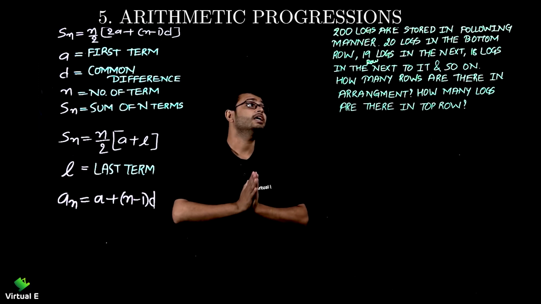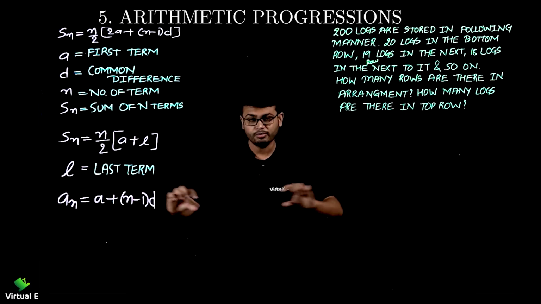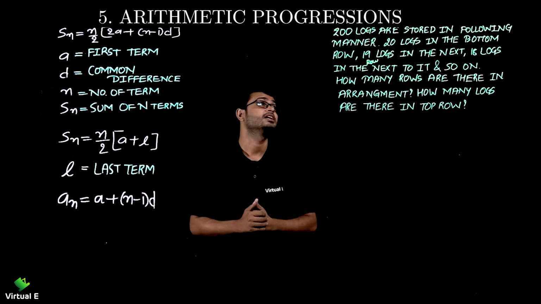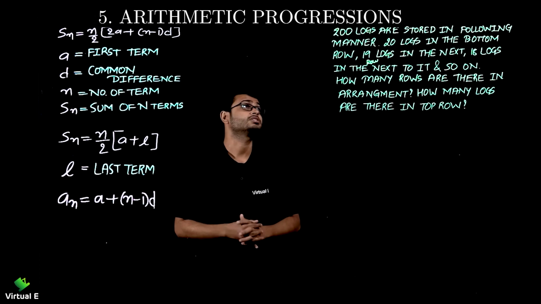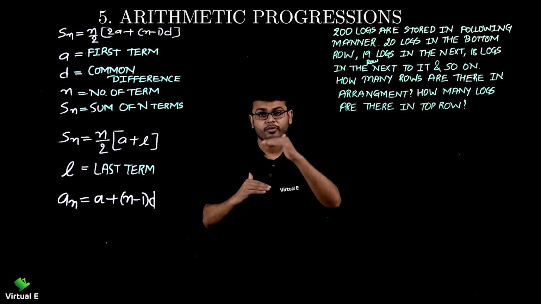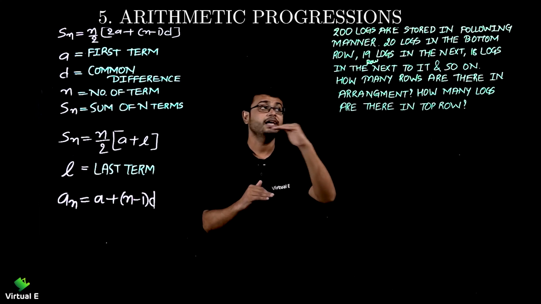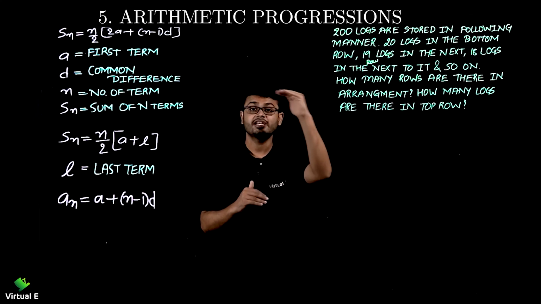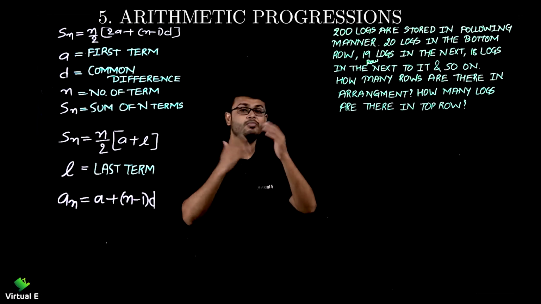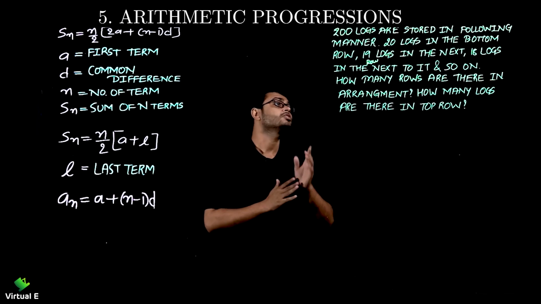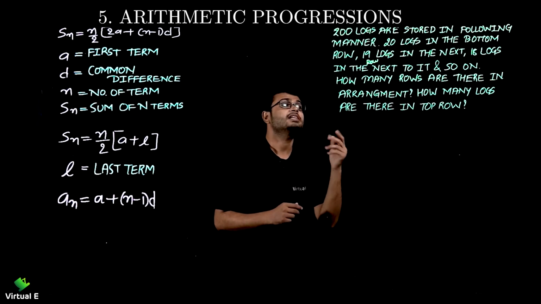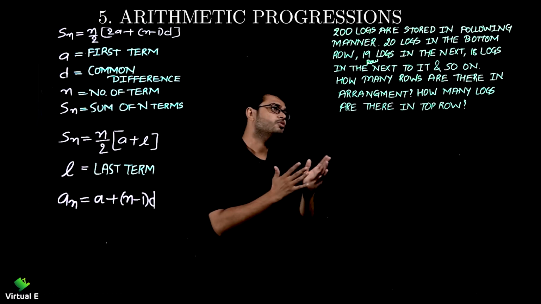So there are 20 logs in the bottom row. You can see the bottom row has 20 logs, and one row above it has 19. It's decreasing. 20, 19, 18, 17, 16, 15, like that. At some point there will be no logs. And 18 logs in the next to it. So that's what I explained, and so on.